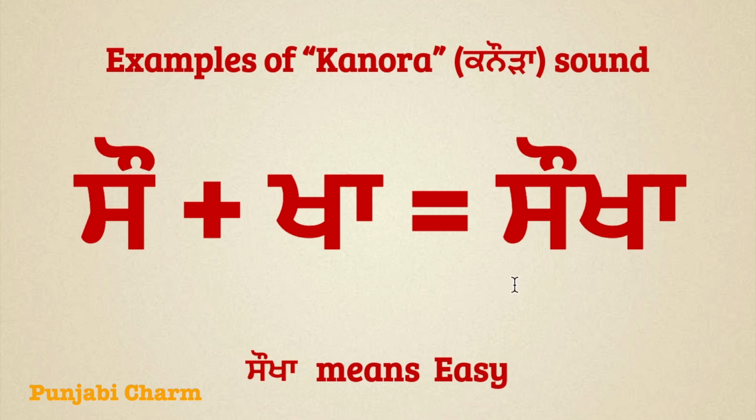The next word is sokha. Sokha means easy. And to read this word, we can say sasse nu Kanora saw, kakke nu Kanna kha, sokha. You can repeat after me. Sokha. Let's move to the next word.